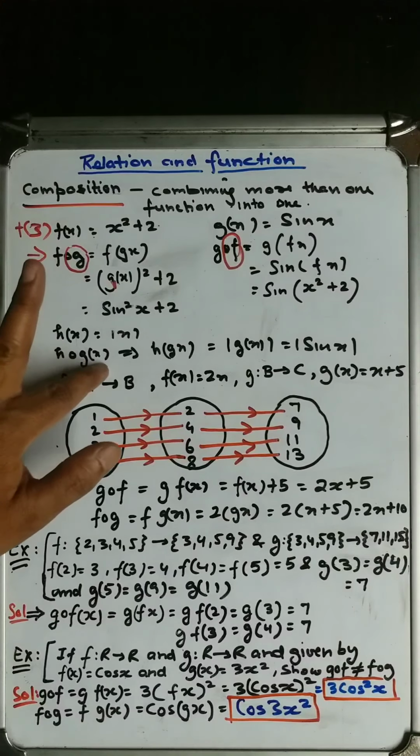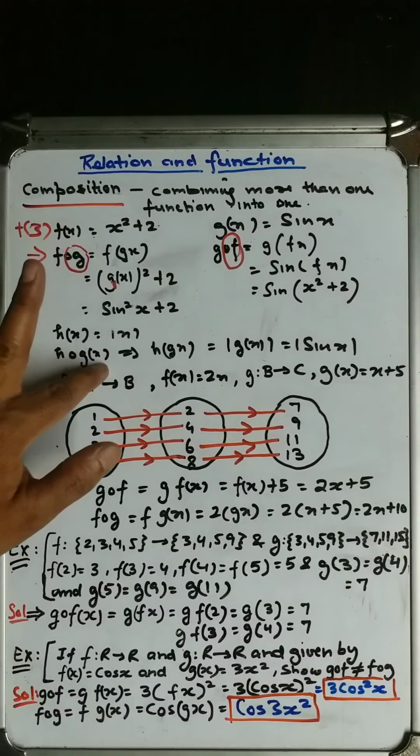Now let us see one more example. Suppose f is a function. These are the elements given: 2, 3, 4, 5. This is the domain and this is the range: 3, 4, 5, 9. Same way, g is another function where the domain is this and the codomain is this. Now what is the difference between domain, codomain and range? For that I am sending another picture.